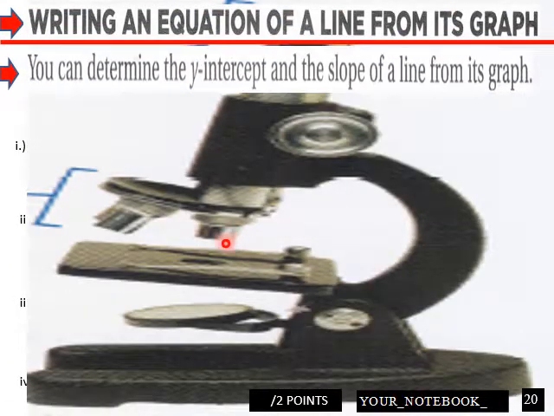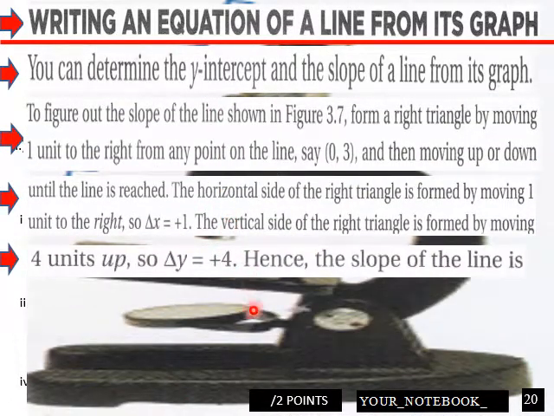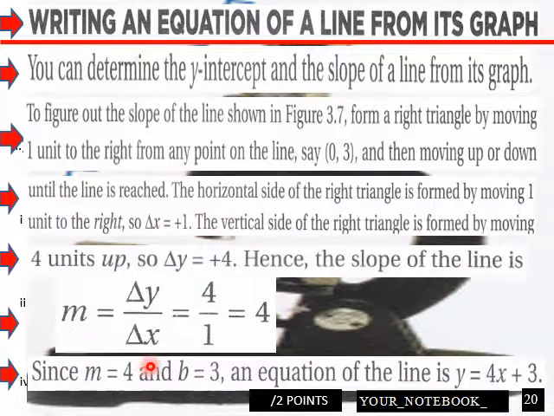Write an equation of a line from its graph. So now to determine an equation from a graph, you can form a right triangle with a horizontal side and a vertical side to find the slope. You go down so many and over so many, so you have rise over run. Hence the slope of a line is delta y over delta x, rise over run, 4 over 1 in this case. Since m equals 4 and b equals 3, an equation of the line would be y = 4x + 3.